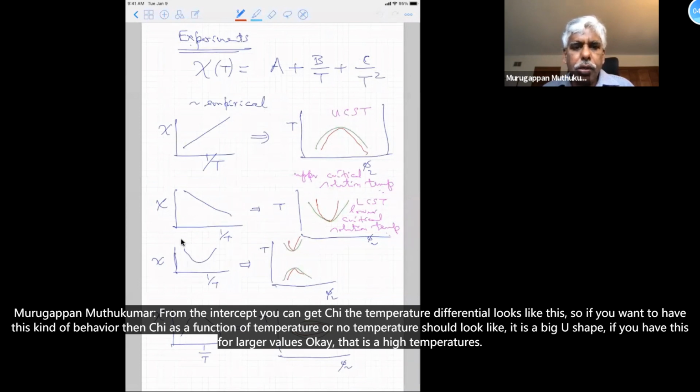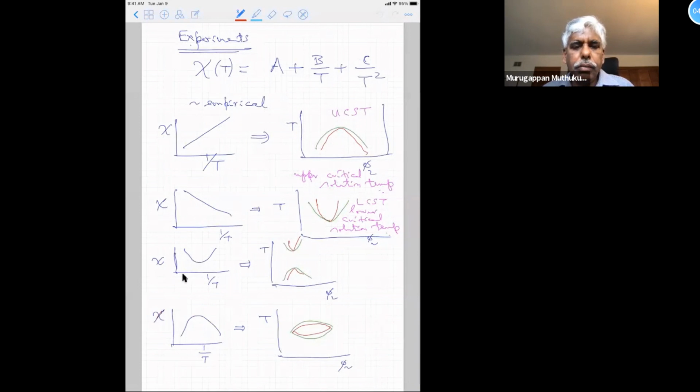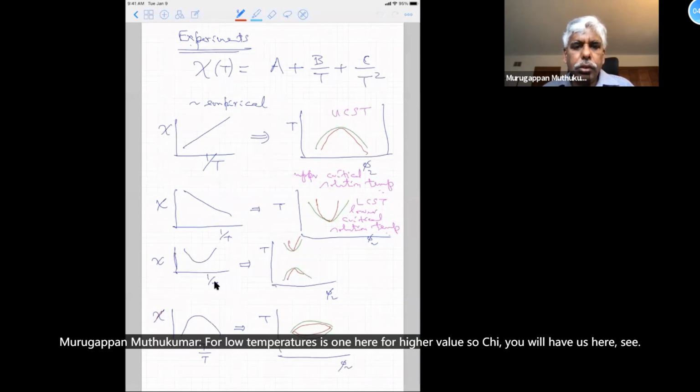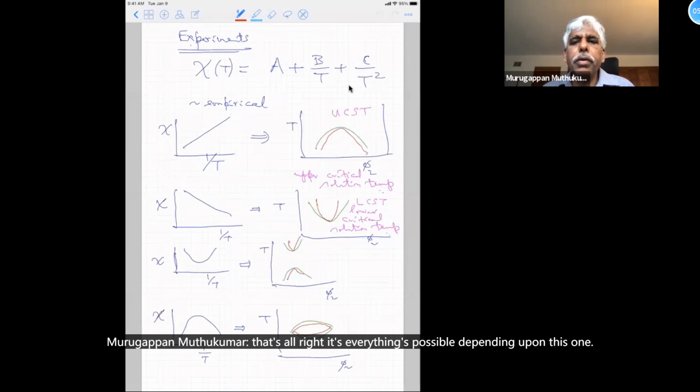If you have this for larger values of chi, that is high temperatures, you'll have LCST. For low temperatures, where T is small, for higher values of chi, you'll have UCST. That's all, right? Everything is possible depending upon this one.